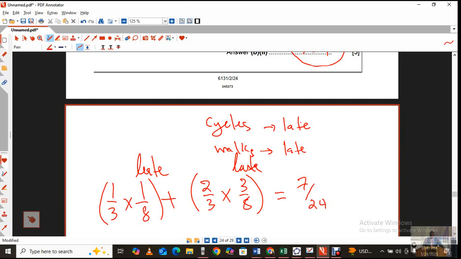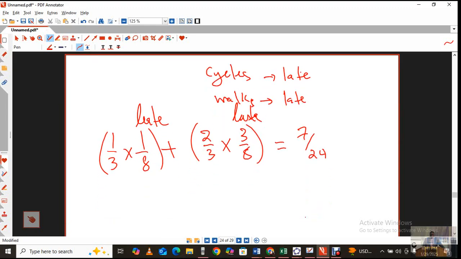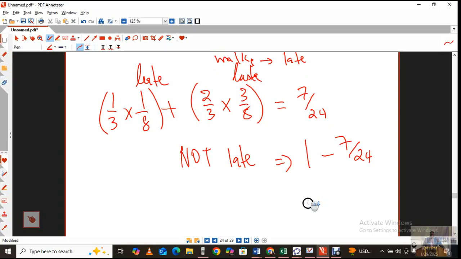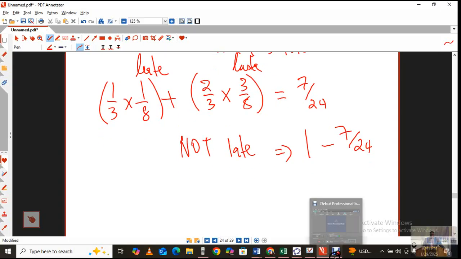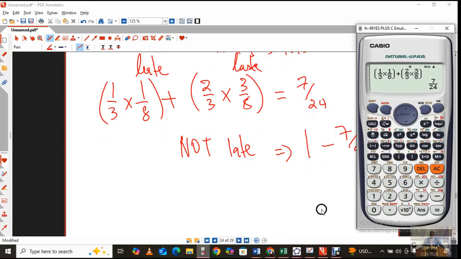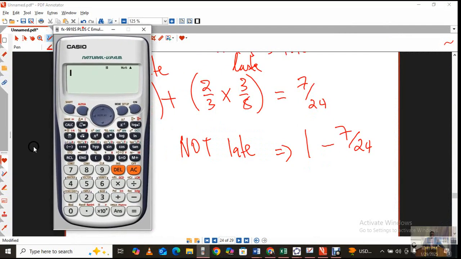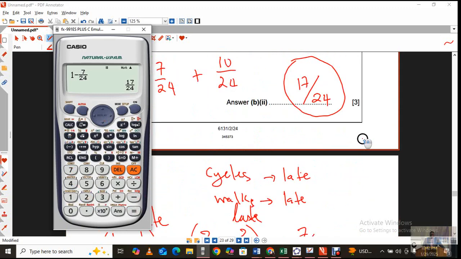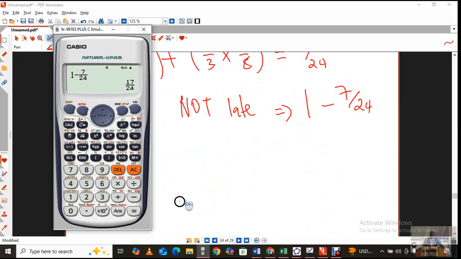We don't want late. We want not late. So, in order for you to find not late, you will say 1 minus when he's late. 1 is the same as everything now considered 24 over 24. Okay. You must make sure when you say 1 minus, you're going to get the same answer. You're going to say, okay, let's see. 1 minus 7 over 24, 17 over 24, which was our answer that we got. That part, 17 over 24. Okay?